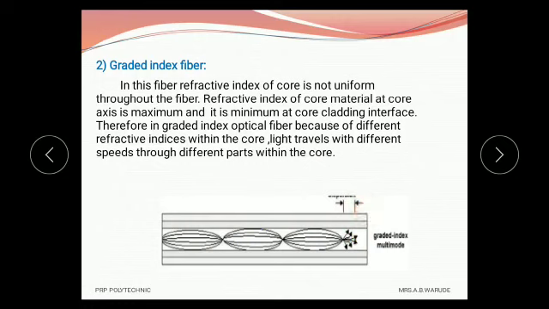And as we see here, the refractive index of the core material is maximum at the core axis and minimum at the core-cladding interface. Therefore, in graded index optical fiber, because of different refractive indices within the core, light travels with different speeds through different parts within the core. See, these are the different parts.